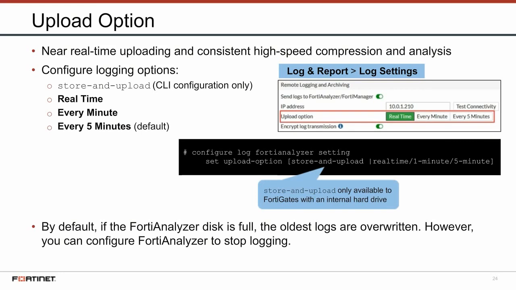FortiGate allows near real-time uploading and consistent high-speed compression and analysis to FortiAnalyzer and FortiManager. On the GUI, upload options include real-time, every minute, and every 5 minutes, default. If your FortiGate model includes an internal hard drive, you also have the Store and Upload option. This allows you to store logs to disk and then upload to FortiAnalyzer or FortiManager at a scheduled time, usually a low bandwidth time. You can configure the Store and Upload option as well as a schedule on the CLI only.